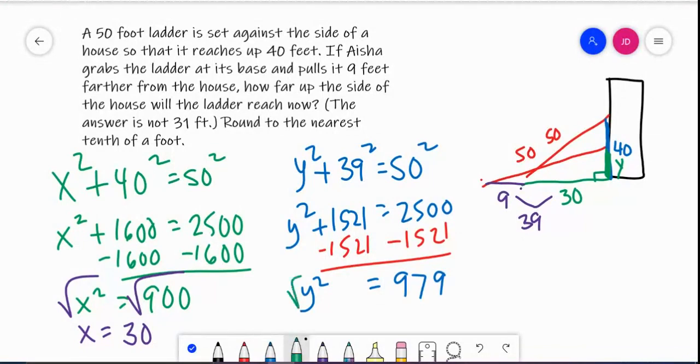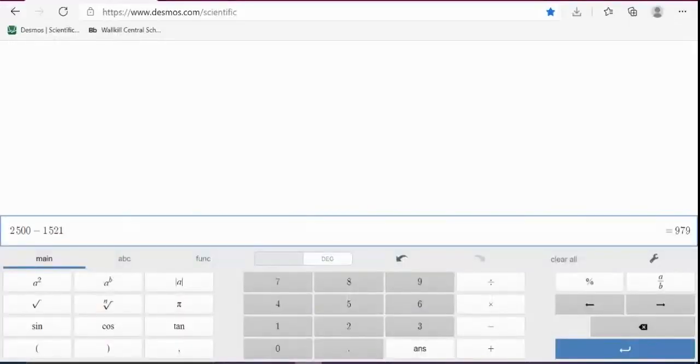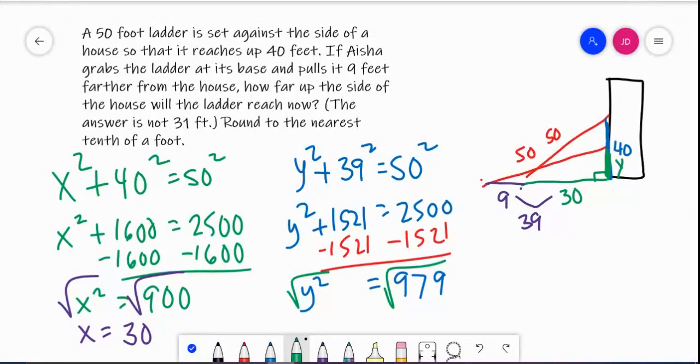Find the square root of both sides. And this is rounded to the nearest tenth. The square root of 979 is 31.3. So it's close to 31, but we want to round it to the nearest tenth. So it's 31.3. So that would be the distance here. Let me highlight it. This distance right here, that's 31.3.